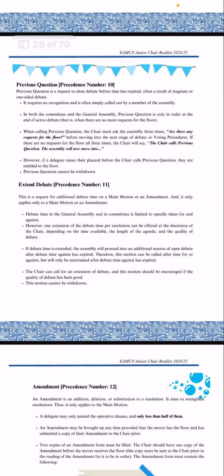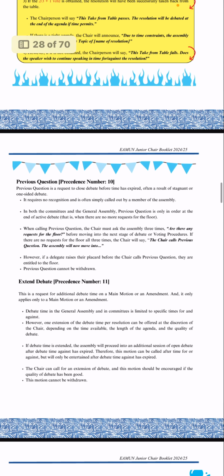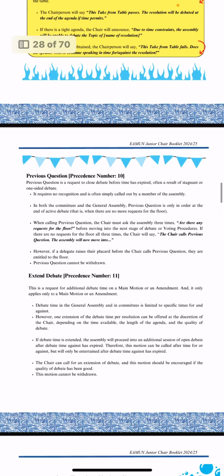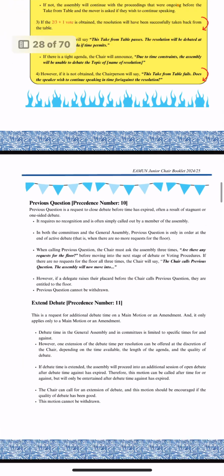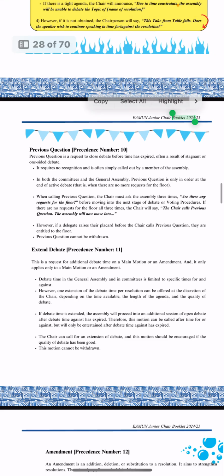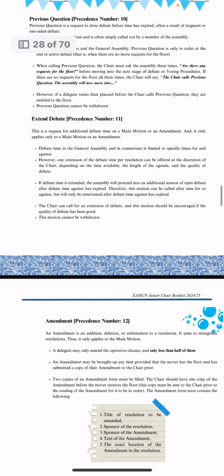Extend debate: the timing for extend debate is up to chair's discretion, but you can write in brackets 3 minutes. You will not be penalized for writing extra stuff sometimes, unless it's very extra. But I suggest that you always write extra stuff. It helps you every time, okay? I do that in my exams. I write more than I'm supposed to write.